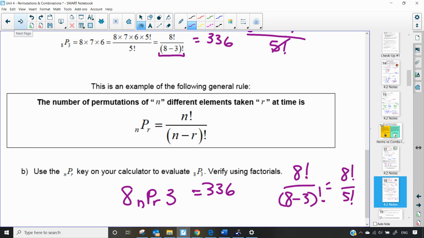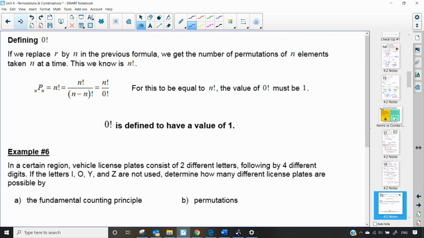So yesterday I told you that 0 factorial is equal to 1. And now that we've talked a little bit about permutations, we can use that to prove why 0 factorial is 1. Now this is just one way to prove it. There are certainly other proofs out there, but this is just one that relates to permutations. So if we replace r using the letter n in the previous formula, we get the number of permutations of n elements taken n at a time. So if I have n elements taken n at a time, that can be represented as n factorial.